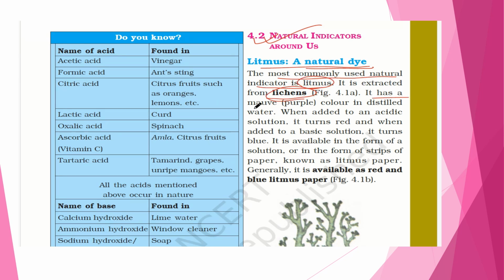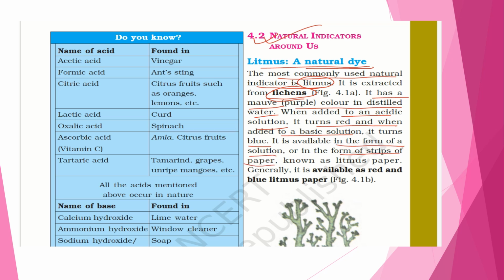And it has a mauve or purple color in distilled water. So litmus has been extracted only from the plant lichens. When added to an acidic solution, it turns it red. That is, it turns the acidic solution red, and when it is added to a basic solution, it turns it blue. Okay, so it is available in the form of a solution or in the form of strips as well.